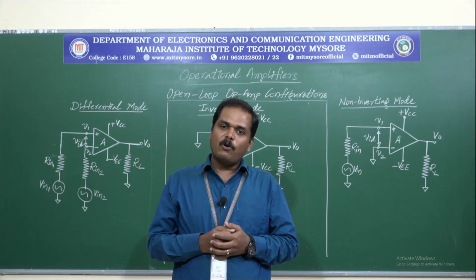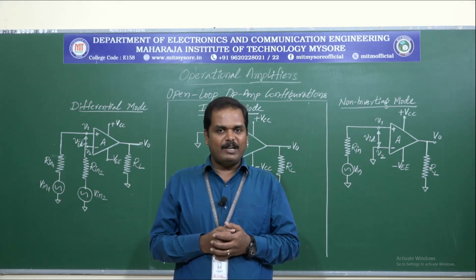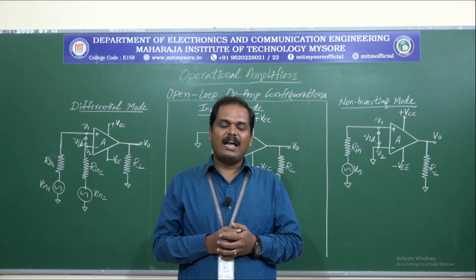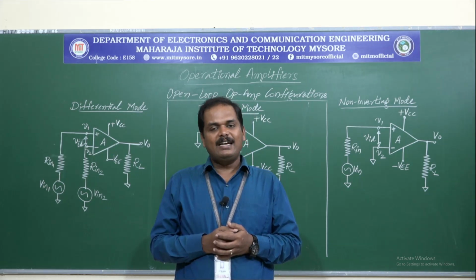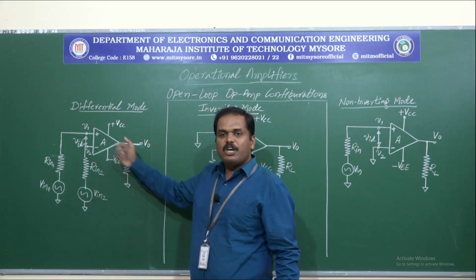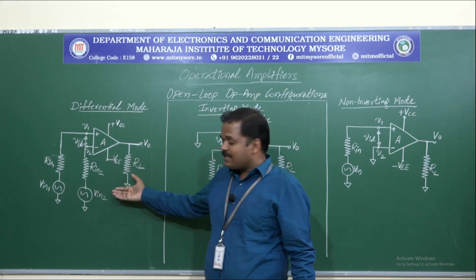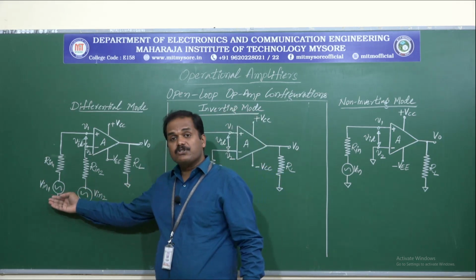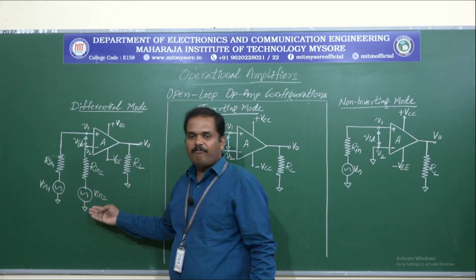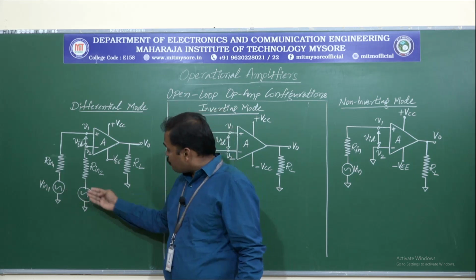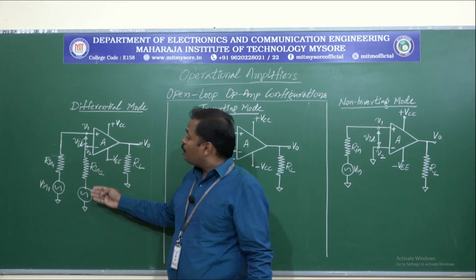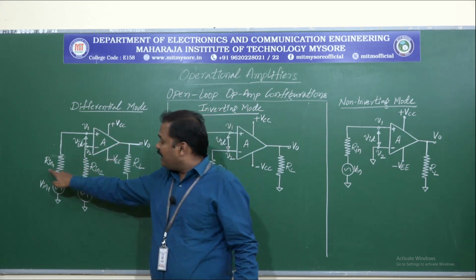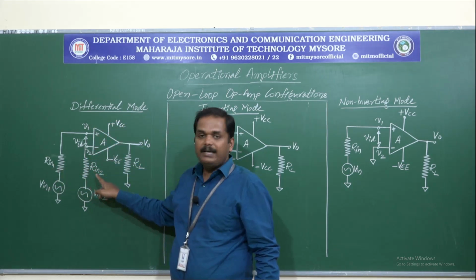An op-amp in open loop configuration works in three different modes. Those are differential mode, inverting mode and non-inverting mode. Let us get into the differential mode first. So we can see the circuit diagram here, and in this we have two input signals V in 1 and V in 2. And these two signals will be applied to the input terminals V1 and V2 through the resistance R in 1 and R in 2.